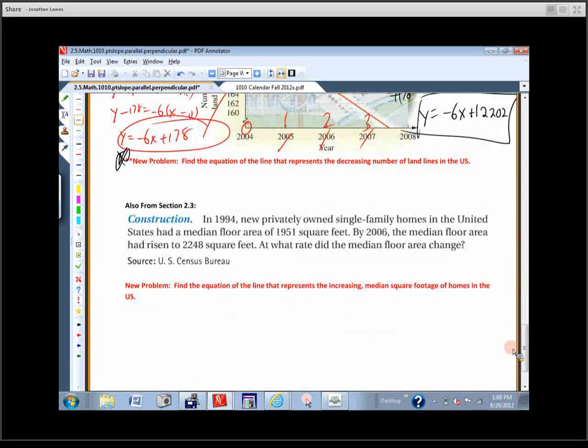Okay, they could also do something where they say this. Okay, you with me? Same problem we did before. It was the one about the housing and how the median home size was going up. Okay? Let y, let's do this. X equal number of years after 1990.